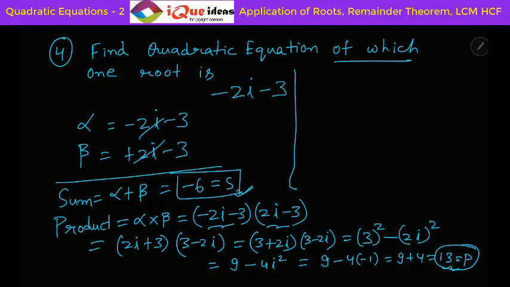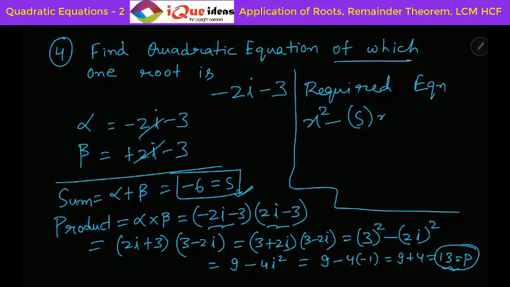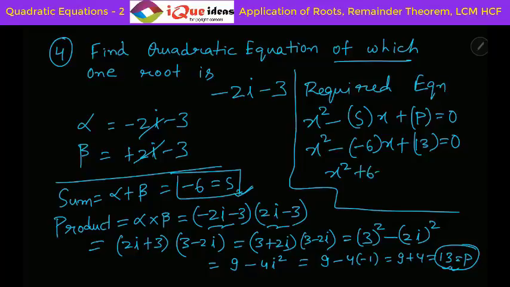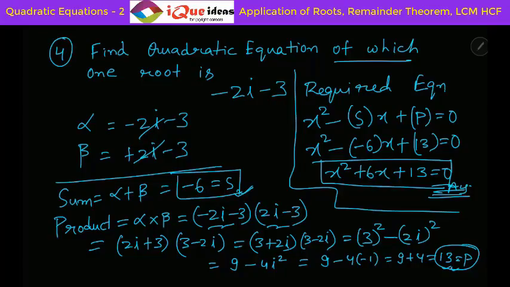Alright, so the required equation can be given as, right, so I'll say the required equation is directly x square minus the sum of roots into x plus the product of roots equal to 0, which is x square minus, in place of sum we'll say it is minus 6x plus in place of product it is 13, right, that is equal to 0. So the answer of the question is x square plus 6x plus 13 equal to 0. Alright, so this is the answer of this question. Okay. Now let's go to the next topic.